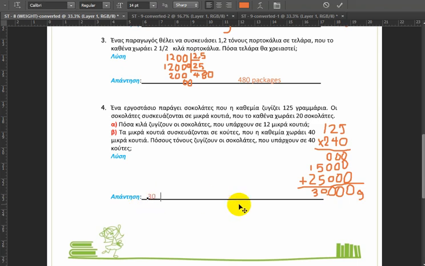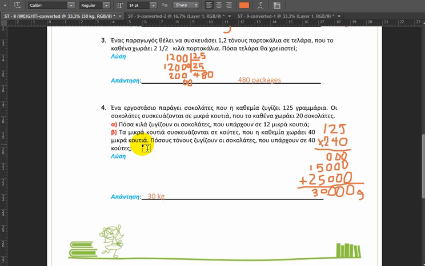Meaning that this is 30 kilograms, because 30,000 divided by 1,000 is 30. Now, we are being told that each little box that has the chocolates in it is put into bigger boxes that can fit 40 little boxes each.